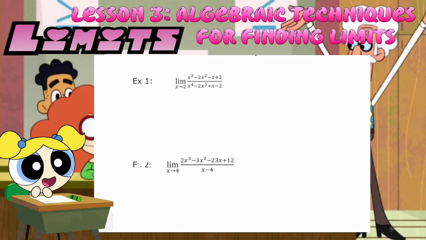So over here, example 1, find the limit as x approaches 2 of what we have in front of us, a rational function, and it is x cubed minus 2x squared minus x plus 2 over the entire quantity of x to the 4th minus 2x cubed plus x minus 2.